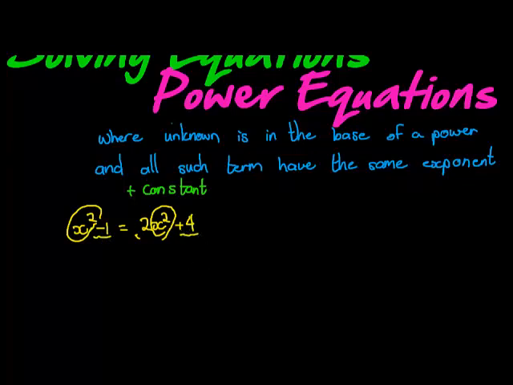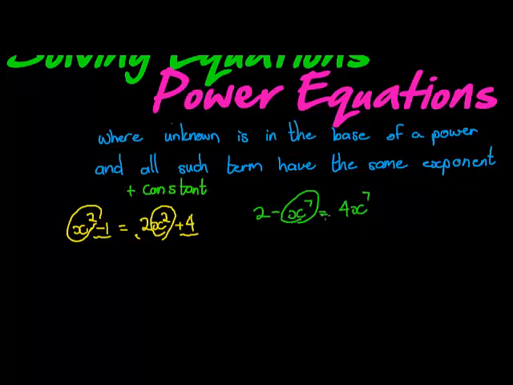Okay, let me do another one. It doesn't have to be squared. It can be x to the power of 7, and it can be 2 minus x to the power of 7 is equal to 4x to the power of 7. Something like that. That's another example. Here you can see my unknown, the x, could have been a y or s or a p, whatever, has an exponent, so it is a power, and the two powers that we have in this expression both have the same exponent.